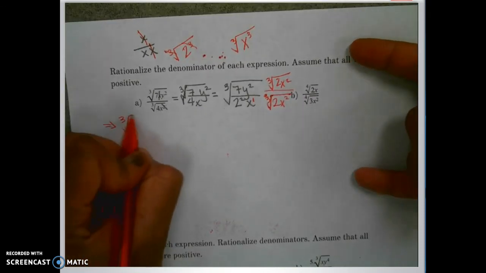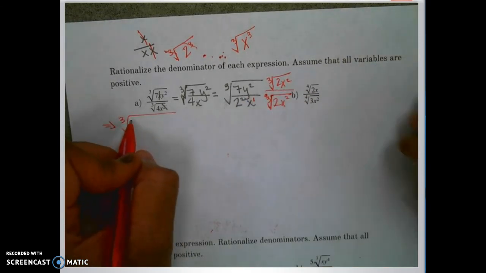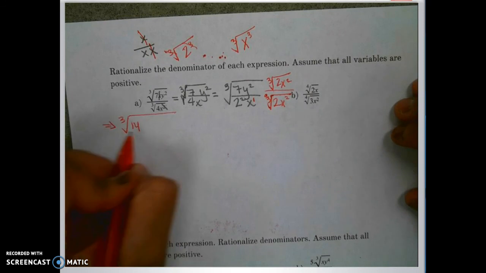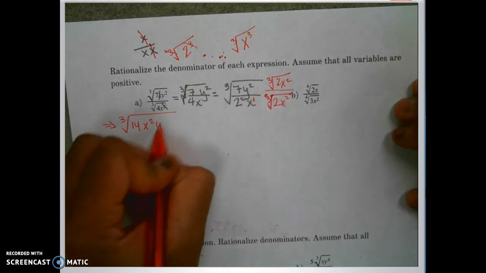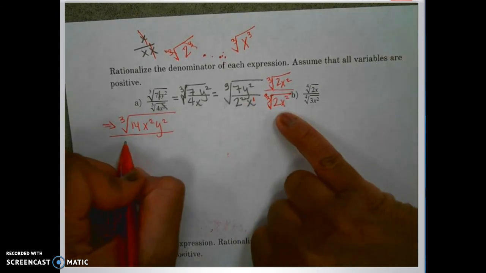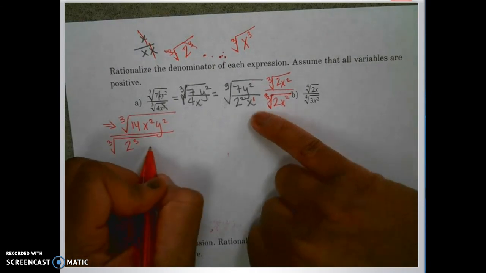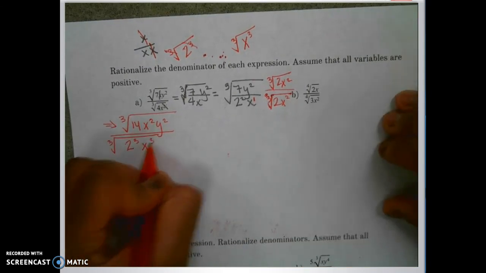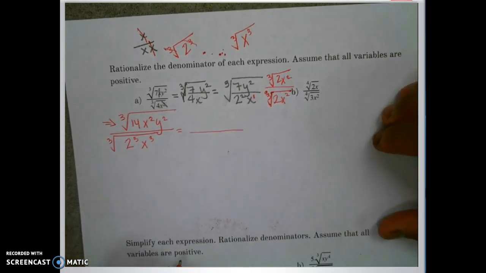So let's see what this looks like and see if my goals have been accomplished. I have the cubed root of 7 times 2 is 14, y squared times x squared is just x squared, y squared, over, now this was 2 squared times 2. That's 2 to the third. This is a cubed root still. And then x times x squared is x cubed. Beautiful. I needed perfect cubes in the denominator, and I got them.